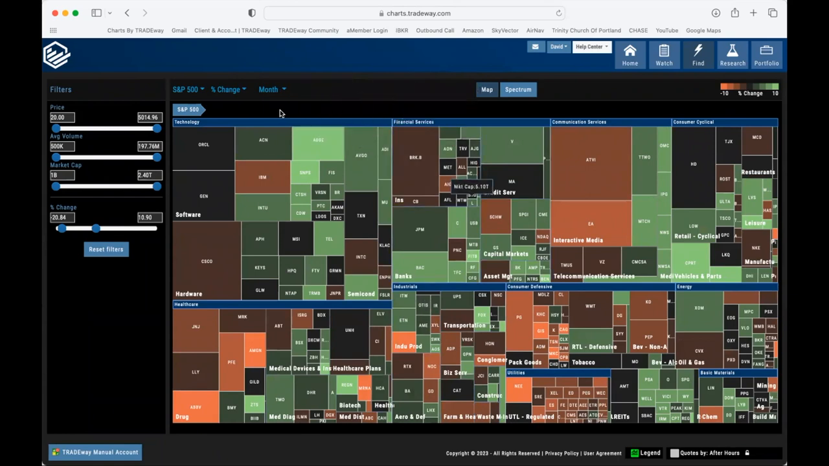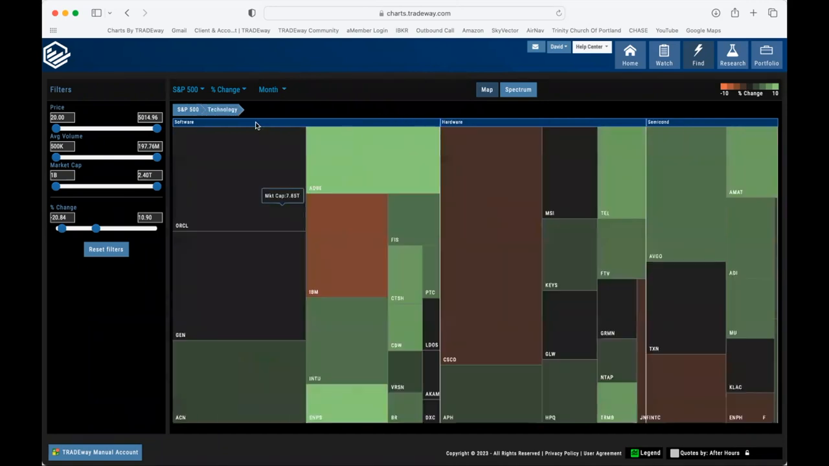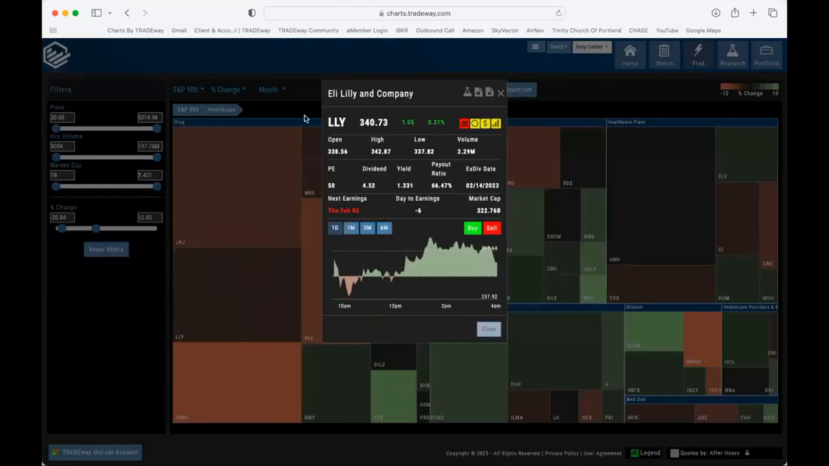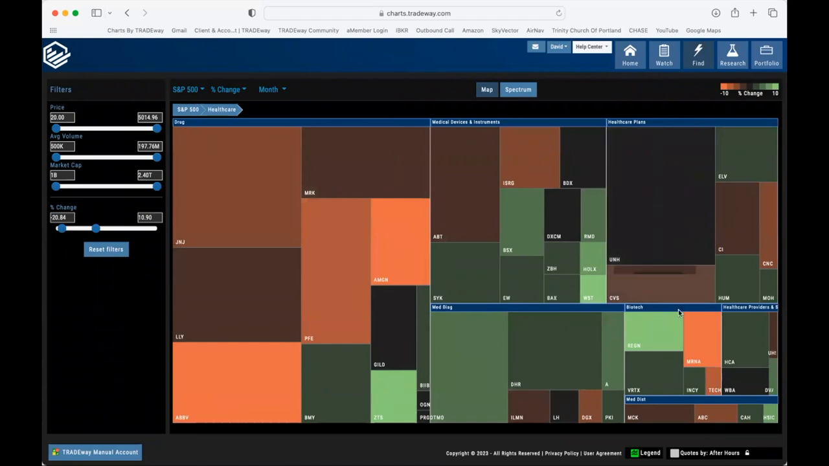Now you can also expand this, right? Let's expand the technology. We're going to expand technology, and you can see the bigger boxes as well. You can see the different industries within the sector. You got software, hardware, semiconductors, healthcare. We could expand healthcare as well and do the same thing. See the different ones within healthcare. You got biotech, we've got medical devices, instruments. All this information is at your disposal, right?